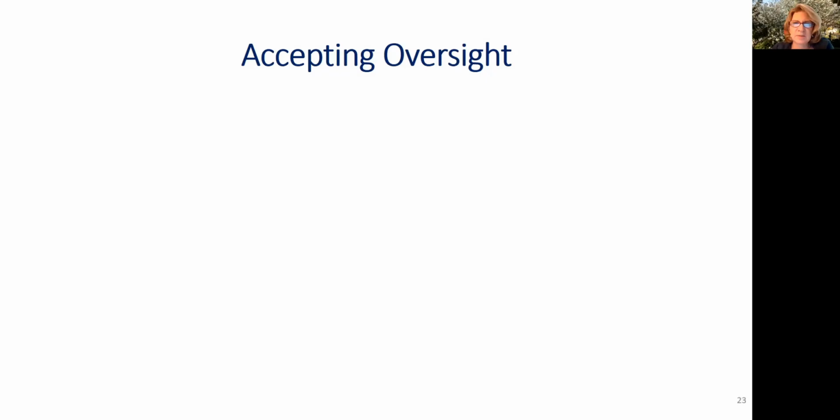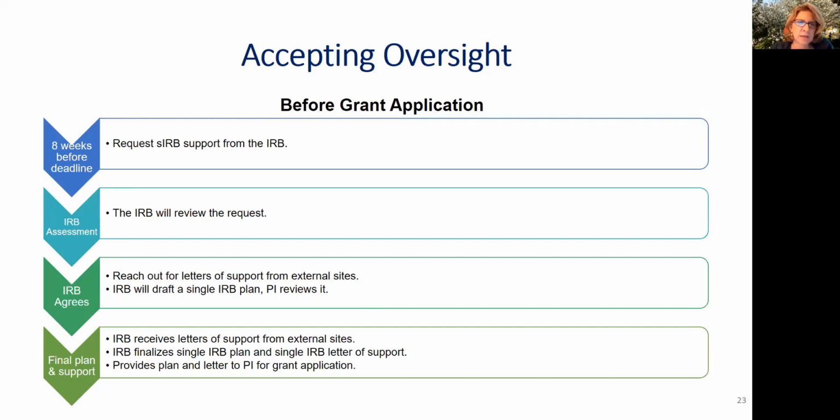Okay, so a few more details about accepting oversight. This is work that we want to do with you and the study team before the grant application. So you'll want to get that letter of support from the IRB that says, yes, we're willing to do this with you. You submit that Qualtrics form, or you talk to Mary Donnelly at IRB HSBS. The IRB will review your request, as I mentioned. The IRB then, I'm now on the third set of bullet points down.